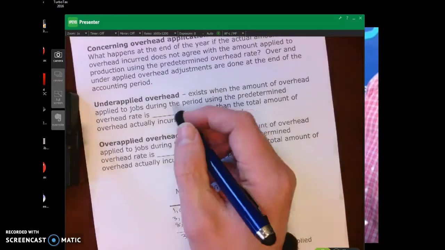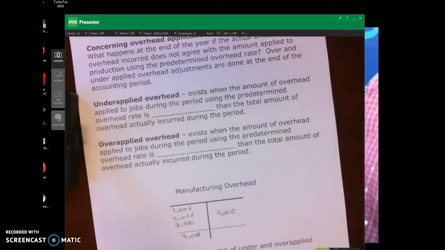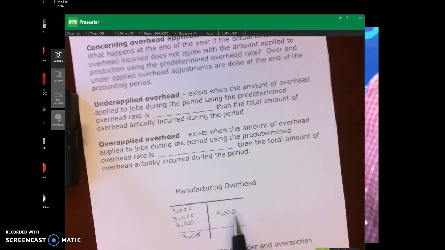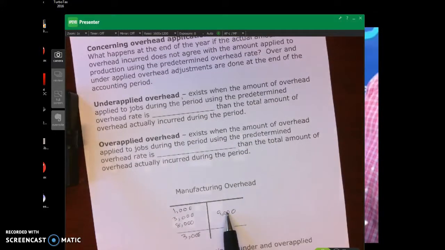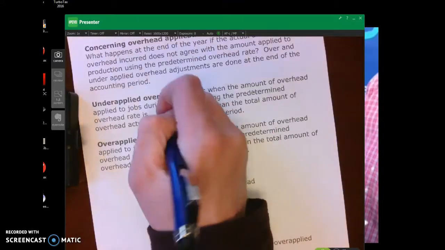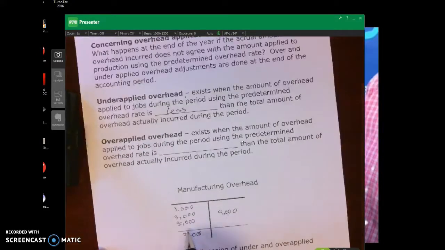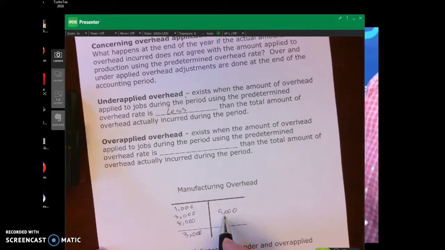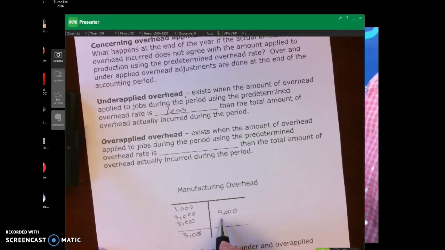Well, let's talk about underapplied versus overapplied overhead. Underapplied overhead is when the amount of overhead applied, right over here, is less than the actual overhead that we have. So this is an underapplied overhead situation. And again, the reason that we have these discrepancies is because the overhead that we apply is based upon an estimate. It's estimated overhead divided by estimated allocation base. We use an estimate for pricing and for budgeting purposes. So our estimate was off.